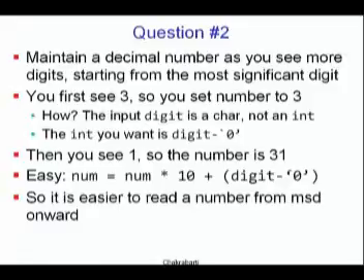Then suppose you see a 1, then the number changes to 31. And that's easy to do. We just take the old number, multiply it by 10, and then add digit minus 0 to it. Okay. So it's easier to read a number most significant digit onward. If I presented to you the number from the unit place onward, it will be a little messier. This is much cleaner. One line code maintaining the number as we see digit after digit.